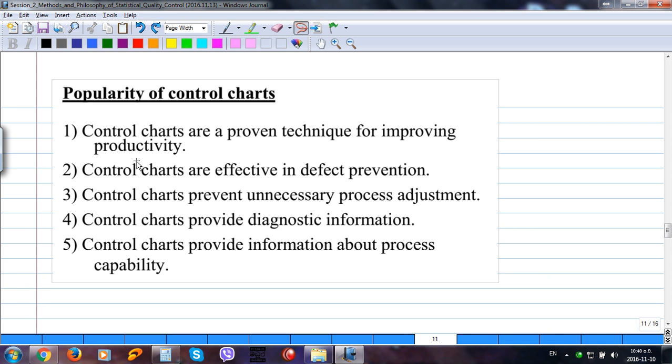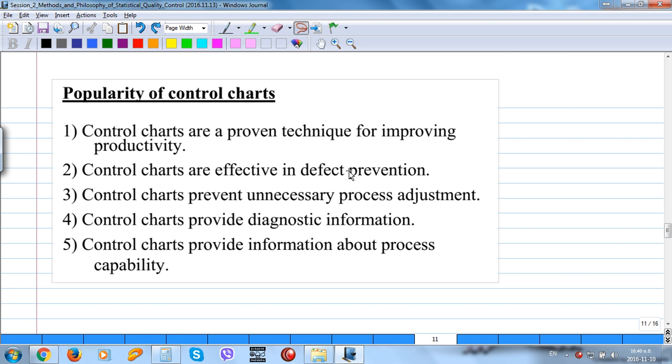Then the second one is that control charts are effective in defect prevention. It means if we have effective process control, there are no non-conforming products. So control charts are effective in defect prevention.